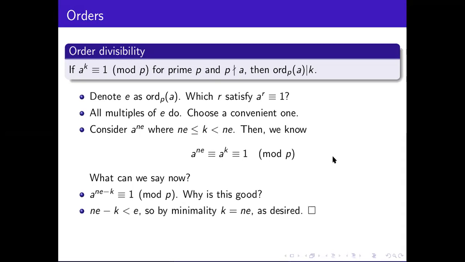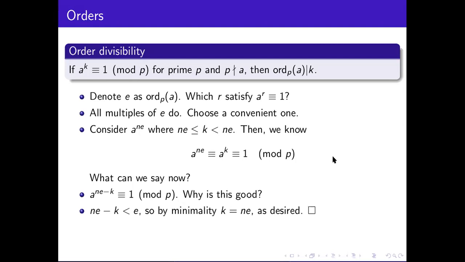So does this proof make sense? In simple terms, the property says that if a to the k is equivalent to 1, then the order divides k. This is the most basic property of orders. Something to note is that this means the order always divides p minus 1, since by Fermat's little theorem, a to the p minus 1 is equivalent to 1 mod p. So the only possible orders for any number a are the divisors of p minus 1.